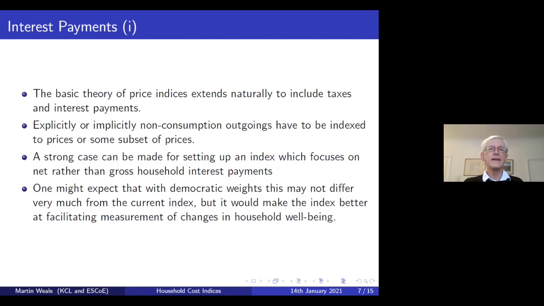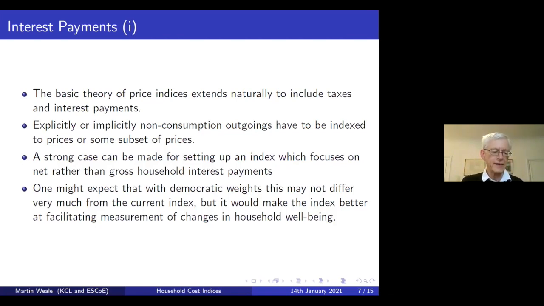So why is that a concern if one has a household cost index which is working on this basis? Well, the argument is that the income data are unlikely to be as timely as the cost data. So an index which focuses on gross rather than net payments may give a misleading impression about the way the living standards of the average household are changing.